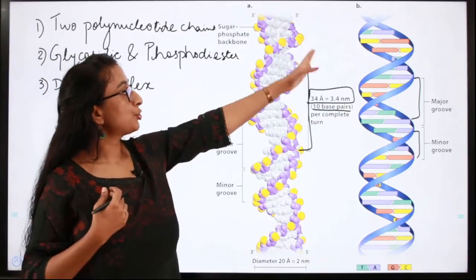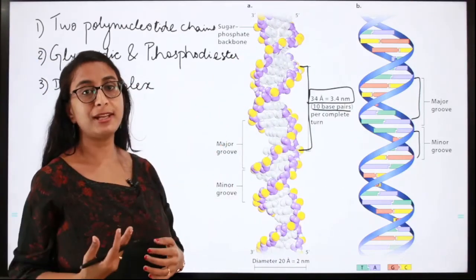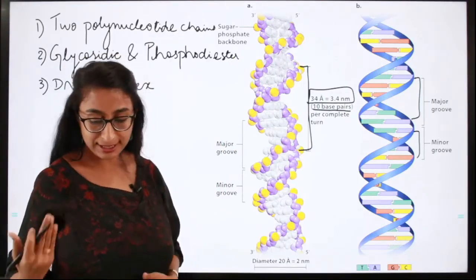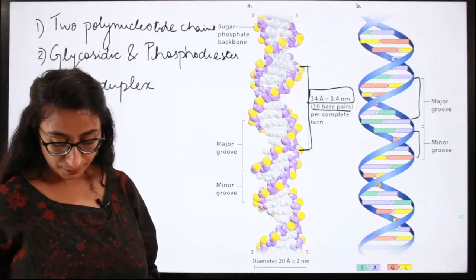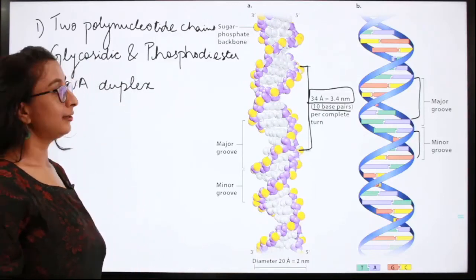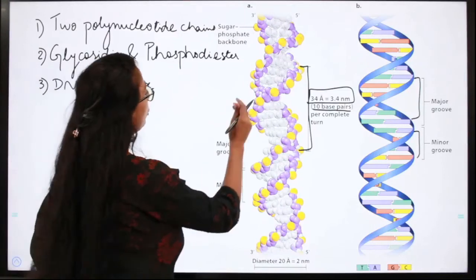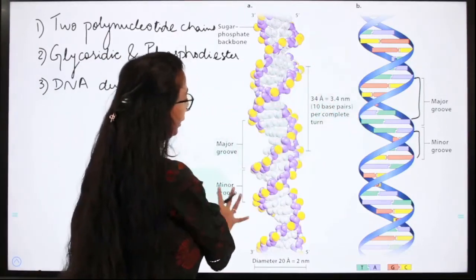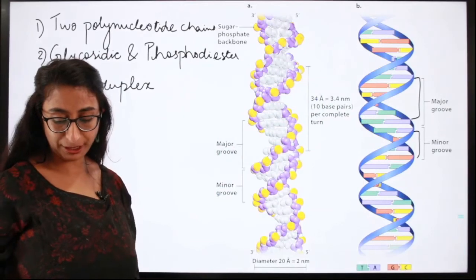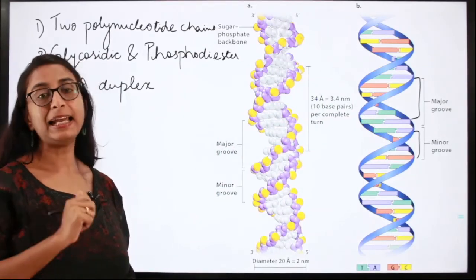So there are two strands which are running in opposite direction. Okay, one is in 5 prime to 3 prime direction and the other one is 3 prime to 5 prime direction. And the coiling is plectonemic. Coiling is plectonemic. What do we mean by plectonemic? That is, the two strands cannot be separated without completely unwinding them.